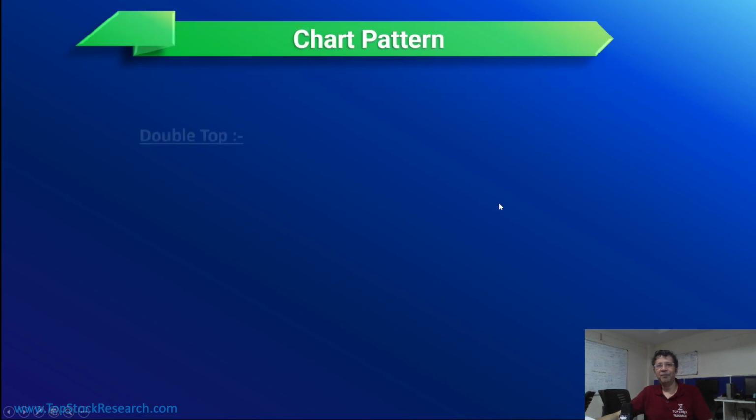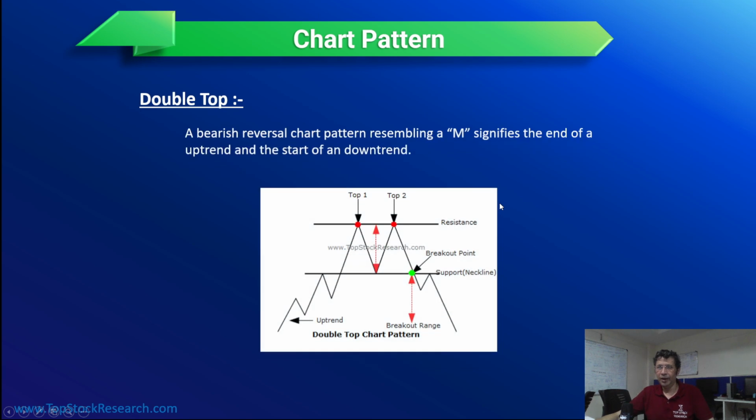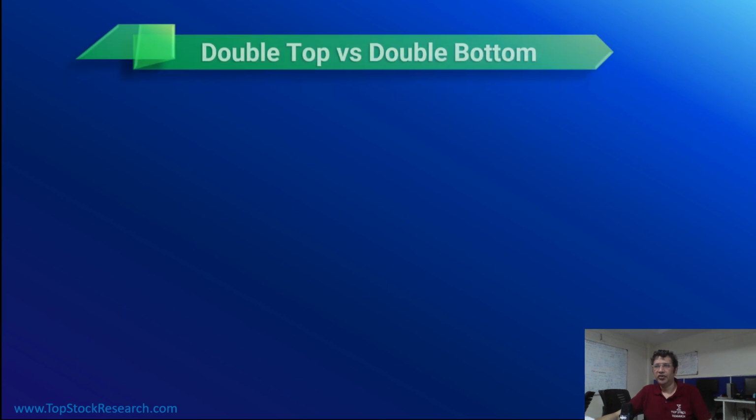Now we have another pattern which we'll cover in greater detail in a separate video, which is double top. This is a bearish reversal pattern. It's just the opposite of that. In that case it was a W, in this case it's an M pattern, right? So I won't go too deep into it because I don't want the video to be long and boring. So straight to the point.